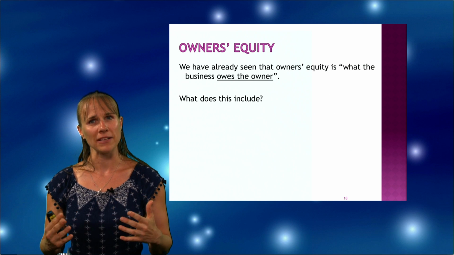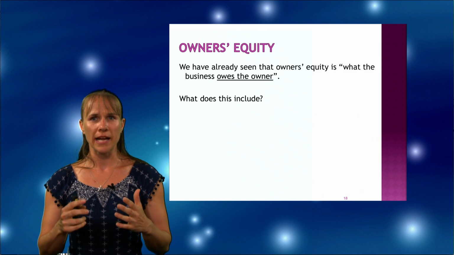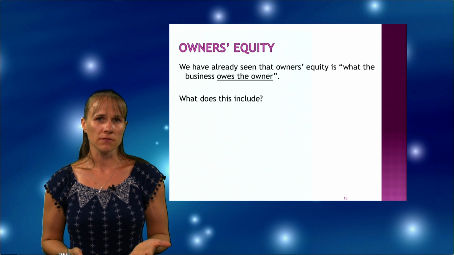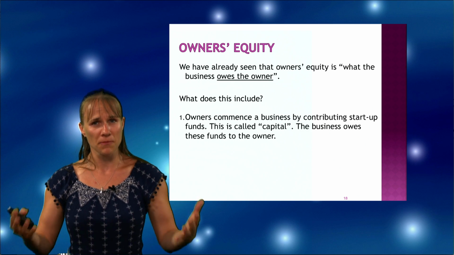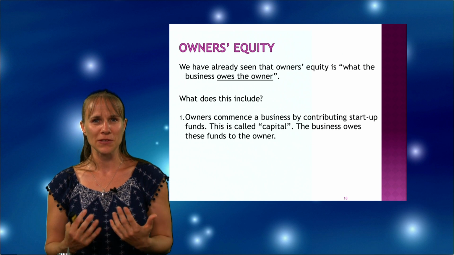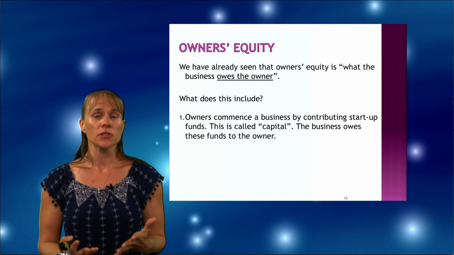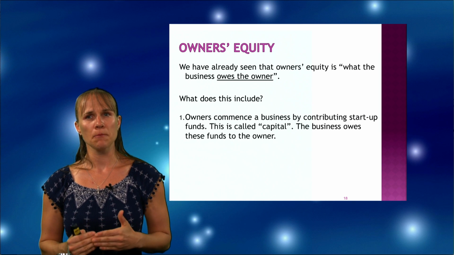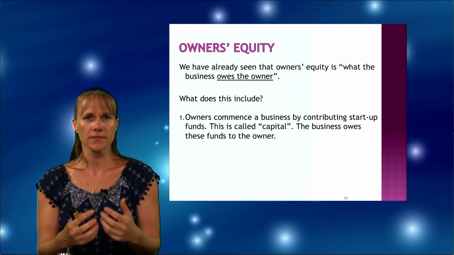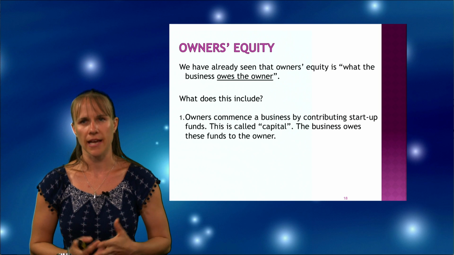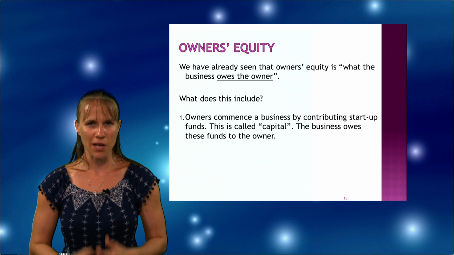So last part of our balance sheet now is owner's equity. So we already know that our owner's equity is what our business owes to the owner. So what sorts of things could be included in our owner's equity? We'll have a look at these items here and they'll give you some idea of what constitutes owner's equity. Say our owners commence a business and they commence it by contributing startup funds. When an owner brings funds and starts up a business, we call that capital. So that capital then becomes what the business owes the owner.